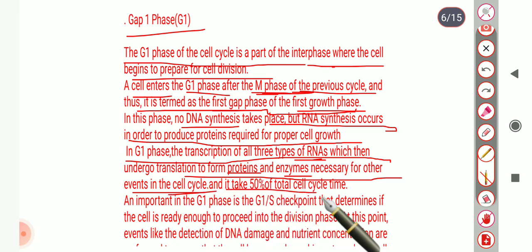It takes 50% of the total cell cycle time. G1 phase is a larger phase, and it takes 50% of the cell cycle time.